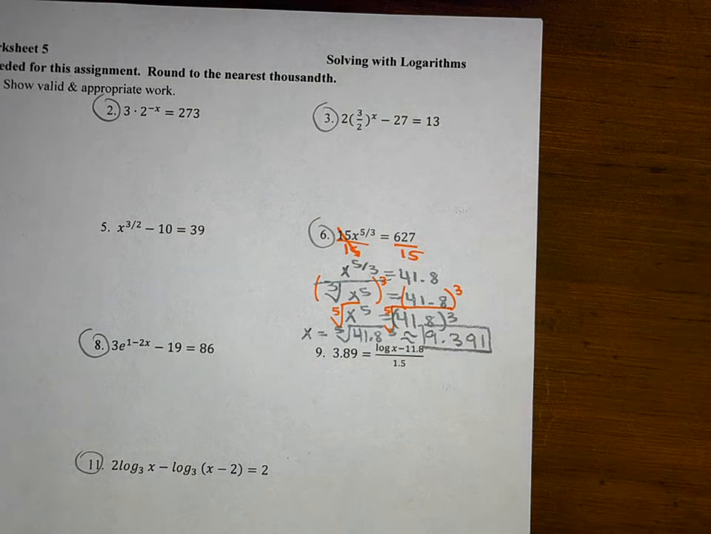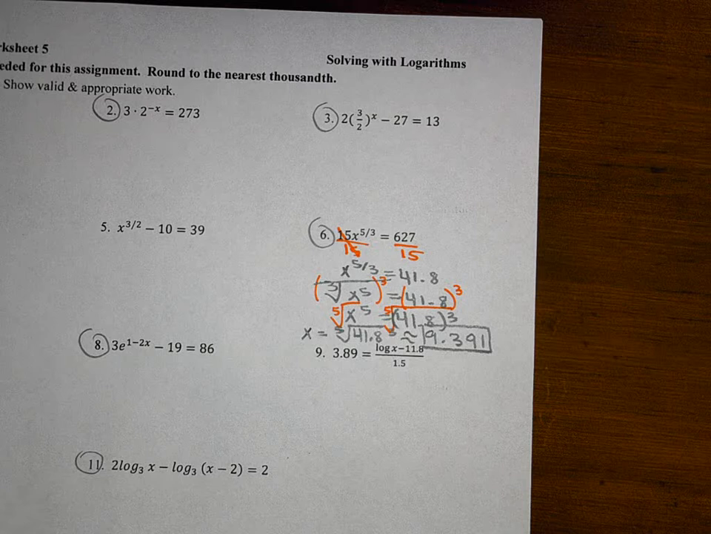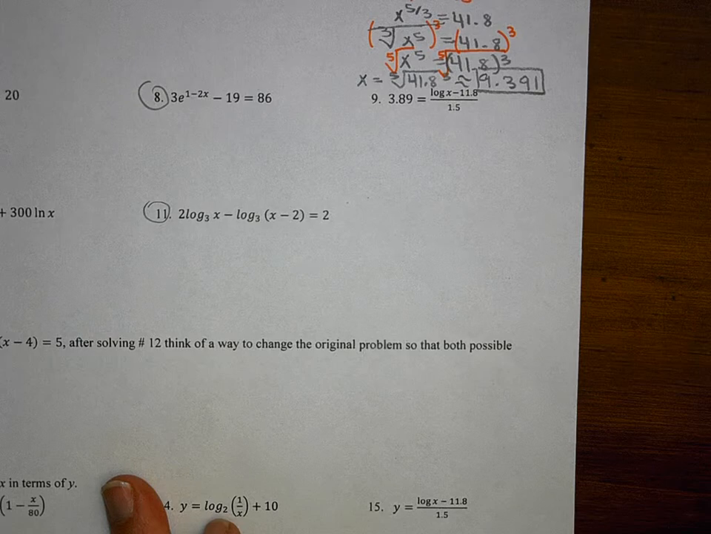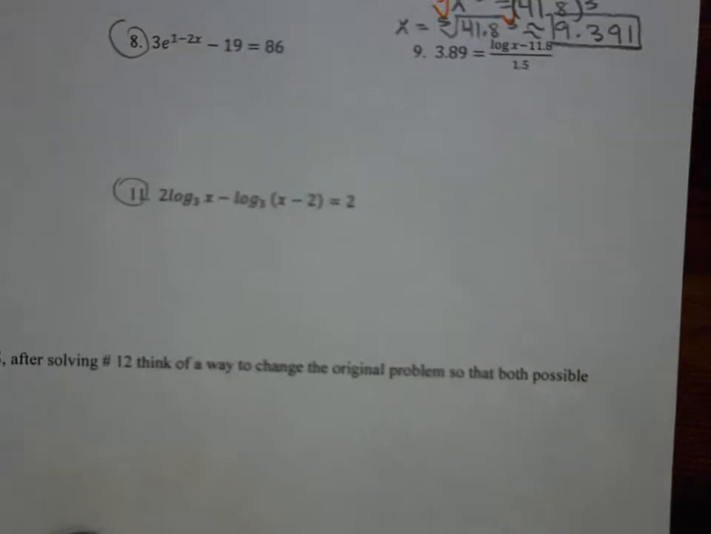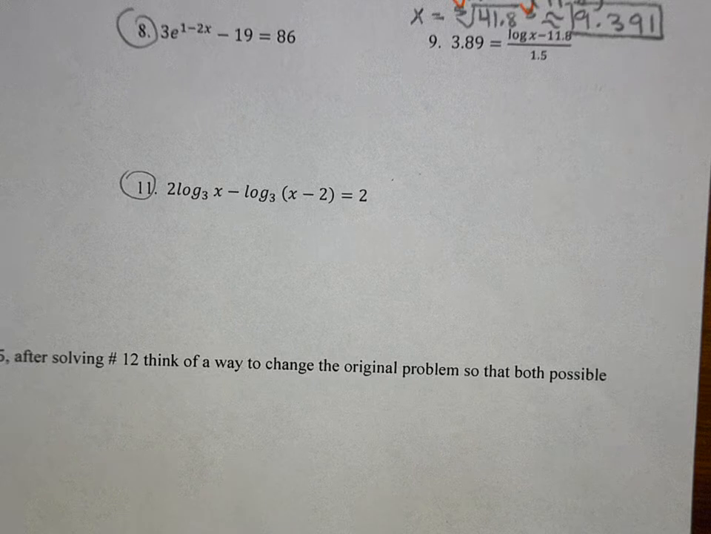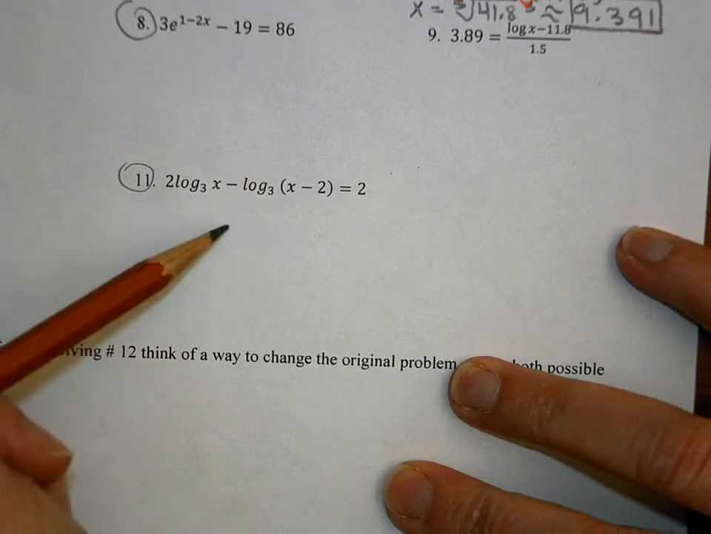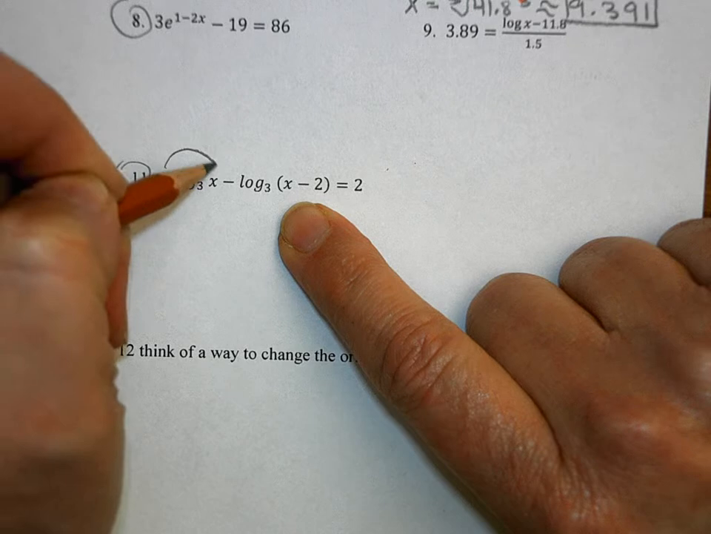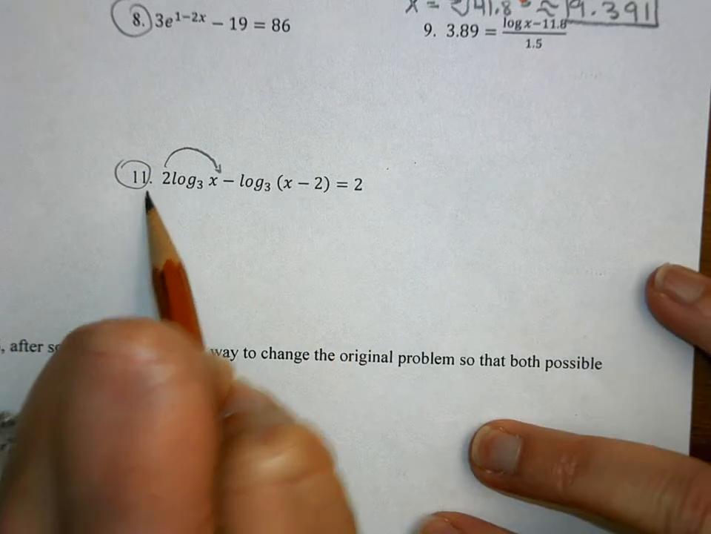Okay, all right, and then let's take a look at question, let's see, how about 11? We haven't done one of these in a while. This is off of your objective 3 notes. For this one, the first thing we want to do is condense or combine the logs. So I want to combine these. I'm going to make 2 a power onto x, so that would be x squared.